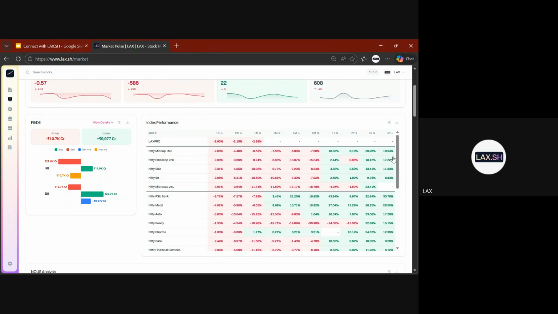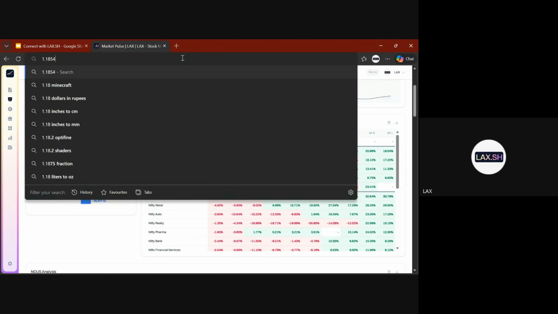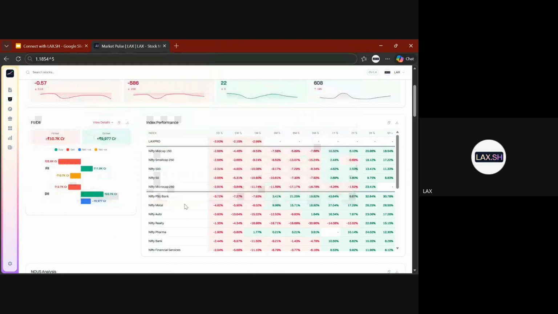So don't say that in 5 years it has given 18.54%. No, 18.54% CAGR. If you actually want to calculate, it will be 1.1854 raised to the power 5, so 2.34. That means 134% absolute return has been given by Nifty Midcap 150. It has actually more than doubled your money.